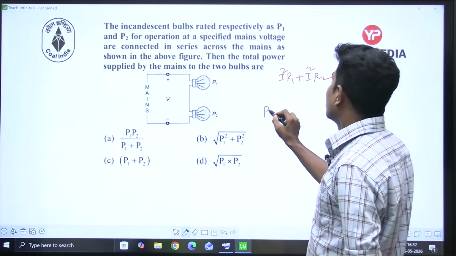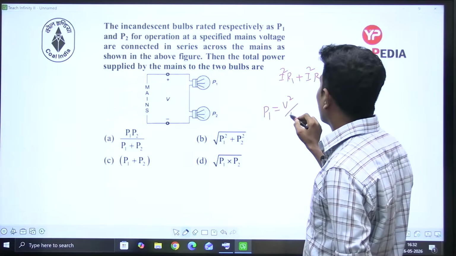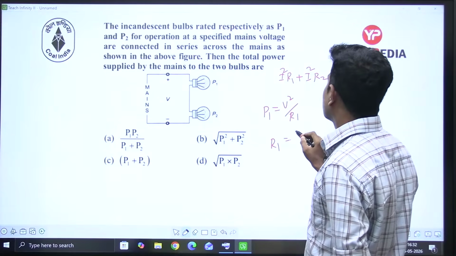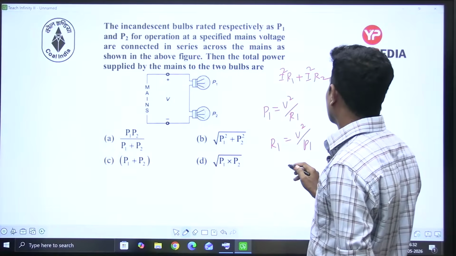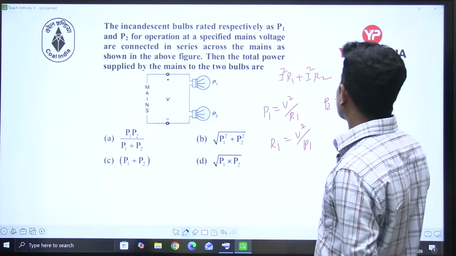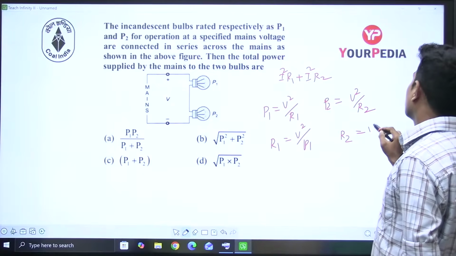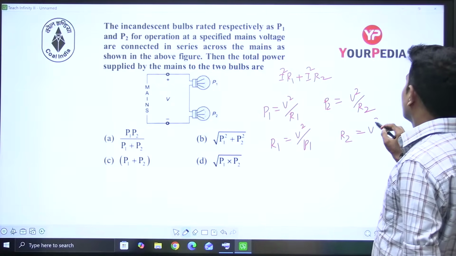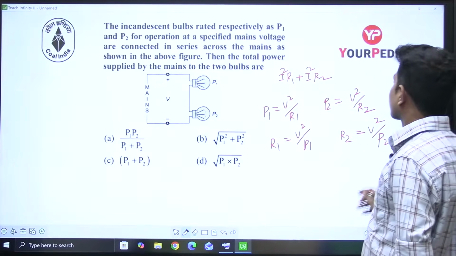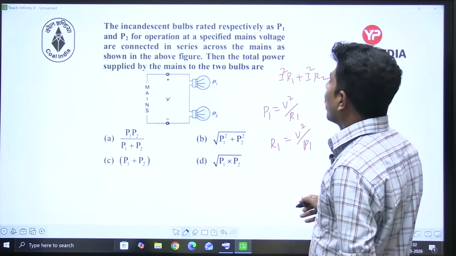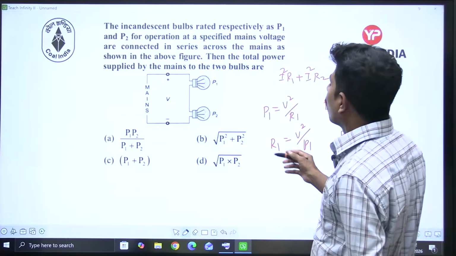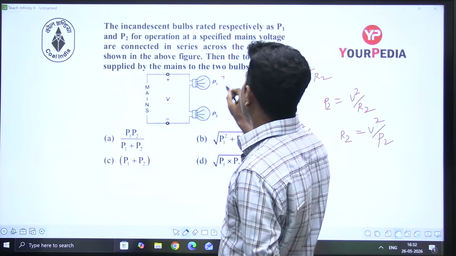What is P1? P1 is equal to V square by R1. So from this, R1 is equal to V square by P1, right? And P2 is equal to V square by R2, so R2 is equal to V square by P2, right? Now, what is the voltage here? V1.